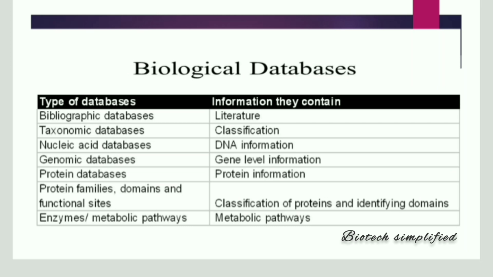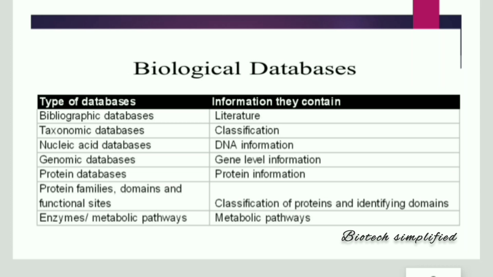The third type of database is nucleic acid databases. That is, it contains the information about DNA. The next type of database is the genomic database. That is, it contains the information about gene level. The next type of database is protein databases. So, the protein database consists of the information about proteins.